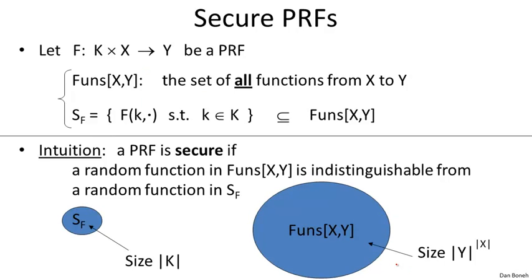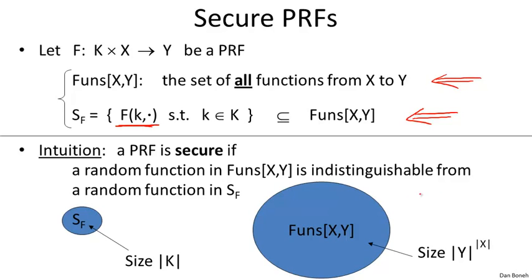We already said that essentially the goal of a PRF is to look like a random function from the set X to Y. To capture that more precisely, we defined the notation Funs[X,Y] to be the set of all functions from the set X to the set Y. Similarly, we defined the set S_F to be the set of all functions from the set X to Y that are defined by the PRF. In other words, once you fix the key k, you obtain a function from the set X to the set Y, and the set of all such functions given a particular PRF would be the set S_F.